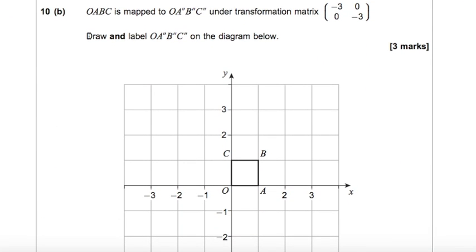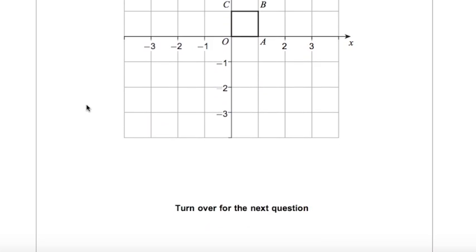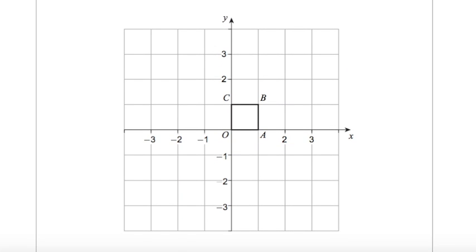10b, OABC is mapped onto O'' B'' C'' under transformation matrix -3, 0, 0, -3. Draw and label OA''. So you might already know that's an enlargement scale factor -3, but if you don't, let's go through how you do it. So O will always stay where it is.